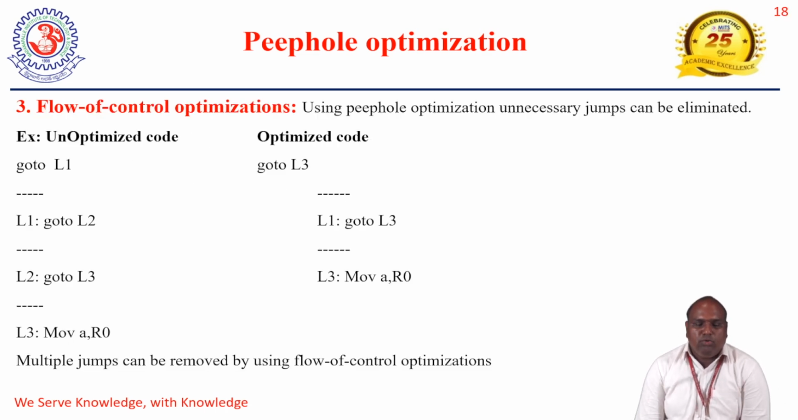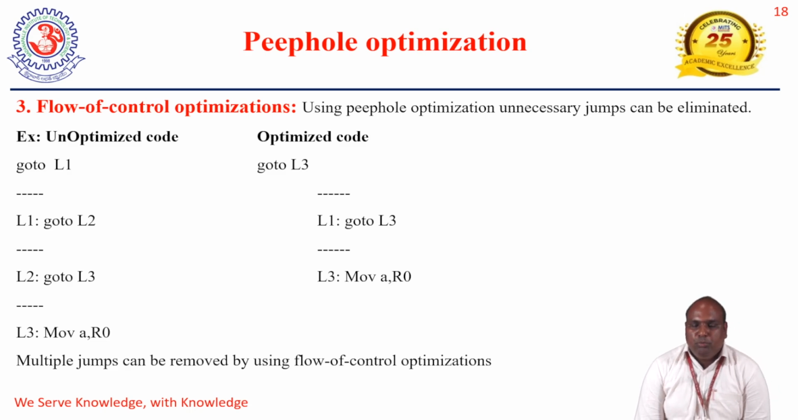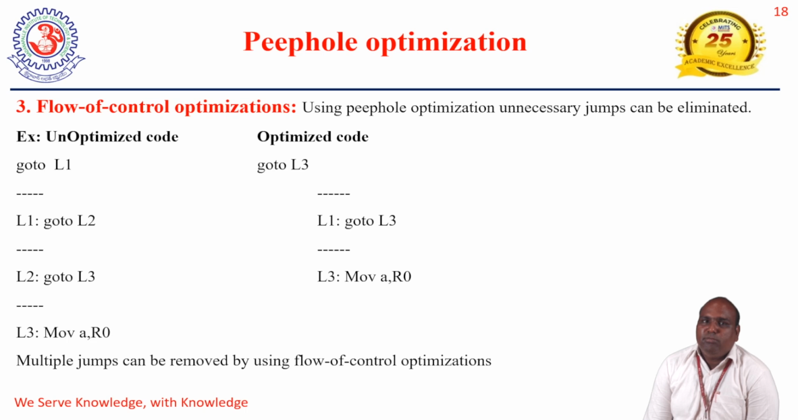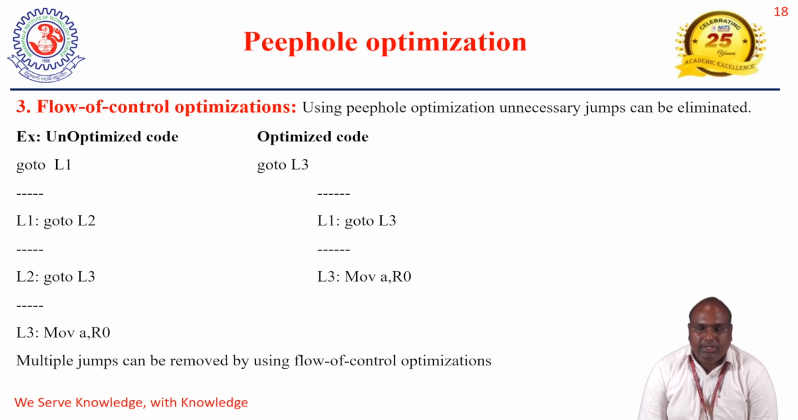The third one is flow of control optimizations. This is also one of the techniques in peephole optimization to optimize the compiler's time. Why? Because here they are using the concept called jumps. Without changing the results, I will reduce the number of jumps. Using peephole optimization, unnecessary jumps can be eliminated. To move the compiler from one label to some other label, it will take more time. To remove that, I am using this flow of control optimization technique to remove the unnecessary jumps.